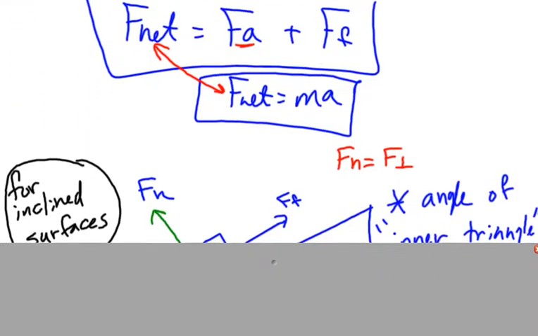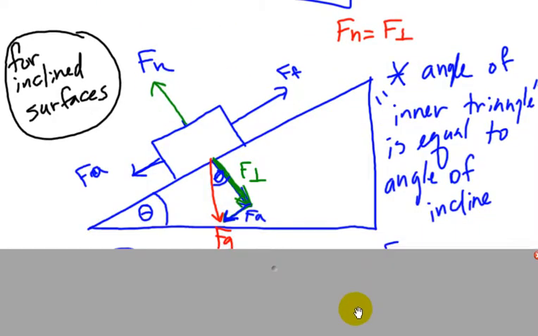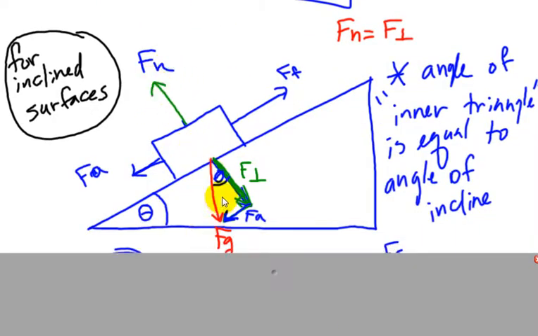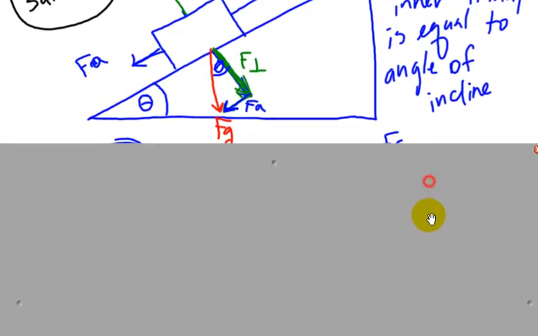Okay, for inclined surfaces, a little bit different. Fn is no longer equal to the force of gravity, but it is equal to, if we look here, the geometry that's involved here. The angle here is equivalent to the angle here of a triangle that we make, which is made up of Fg, F perpendicular, which is equal and opposite to Fn, and Fa, or F parallel, I called it earlier, which is equal to the force applied down the plane. Okay, so the angle of the inner triangle is equal to the angle of the incline.